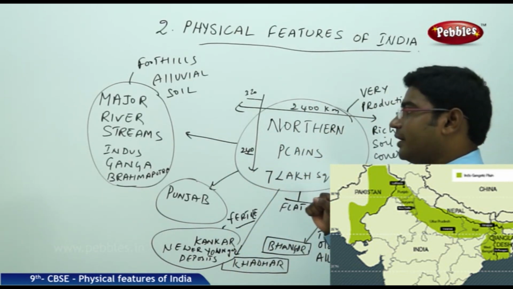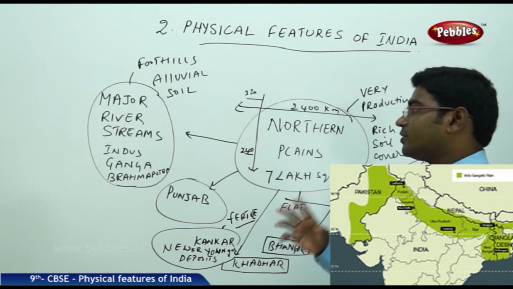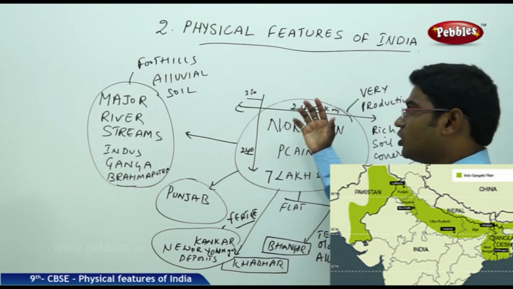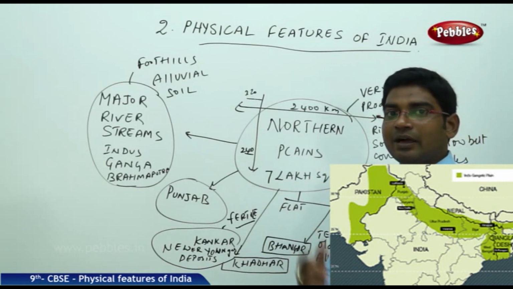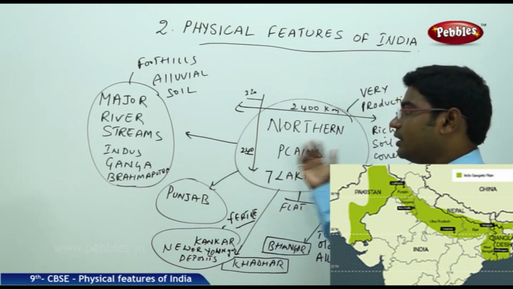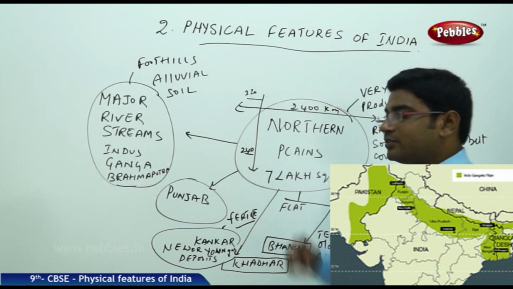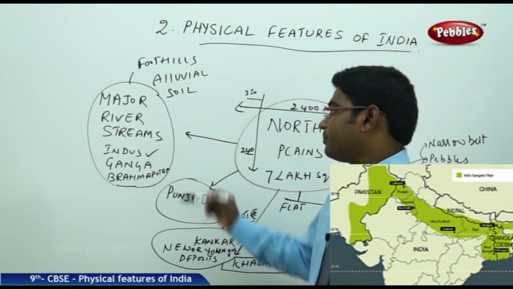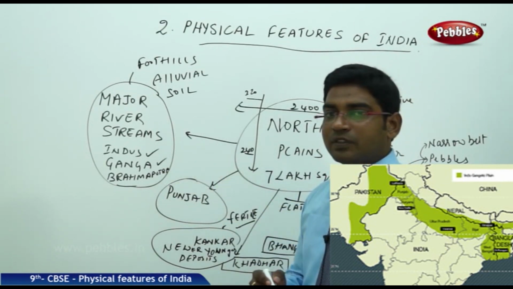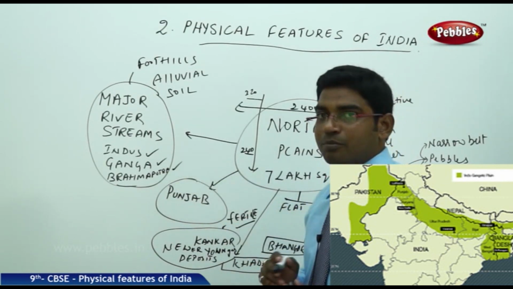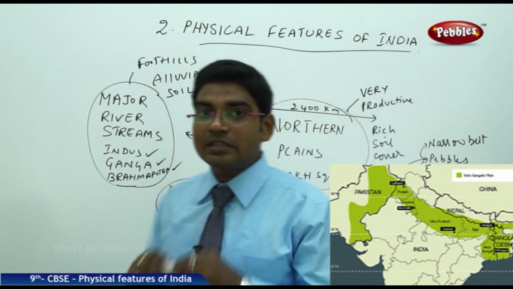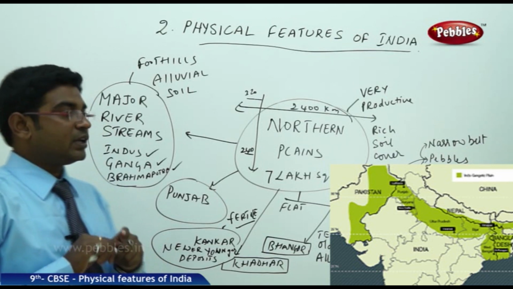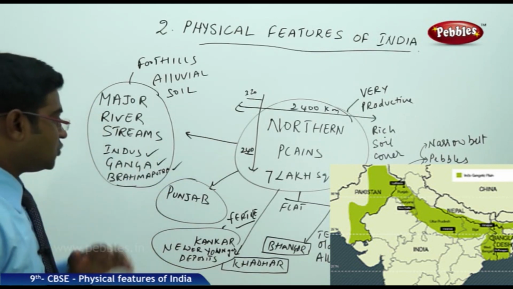In the northern plains, the first major point is that major river streams are present here because they originate in the Himalayas and pass through the plain lands. The first one is the river Indus, the second is river Ganga, the third is river Brahmaputra. These three are the major river streams which flow through our country and the northern plains region.